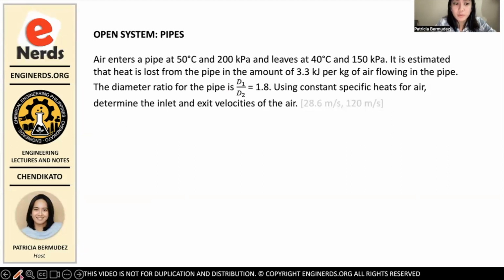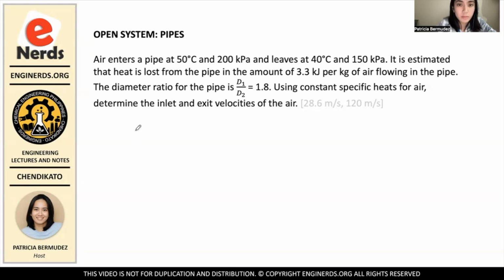And for today's video, we will be continuing on open systems, but for this problem, we will be focusing on pipes. So the problem states that air enters a pipe at 50 degrees Celsius and 200 kilopascals and leaves at 40 degrees Celsius and 150 kilopascals. It is estimated that heat is lost from the pipe in the amount of 3.3 kilojoules per kilogram of air flowing in the pipe. The diameter ratio for the pipe is d1 over d2 is equal to 1.8. Using constant specific heats for air, determine the inlet and exit velocities of the air.